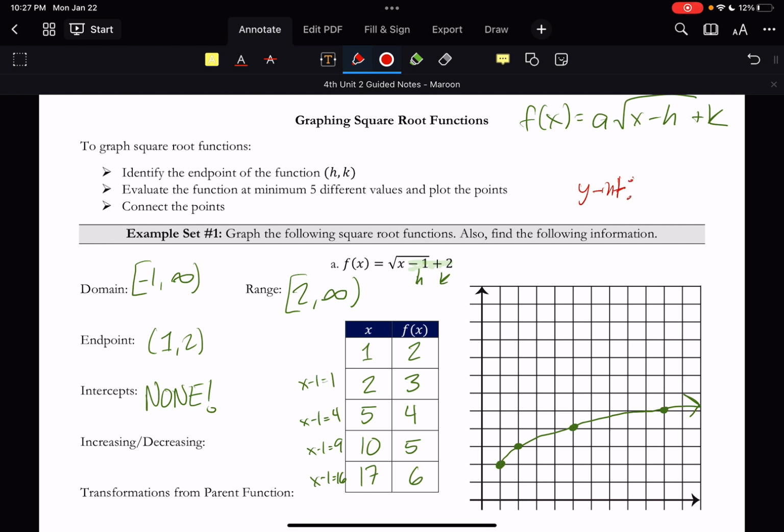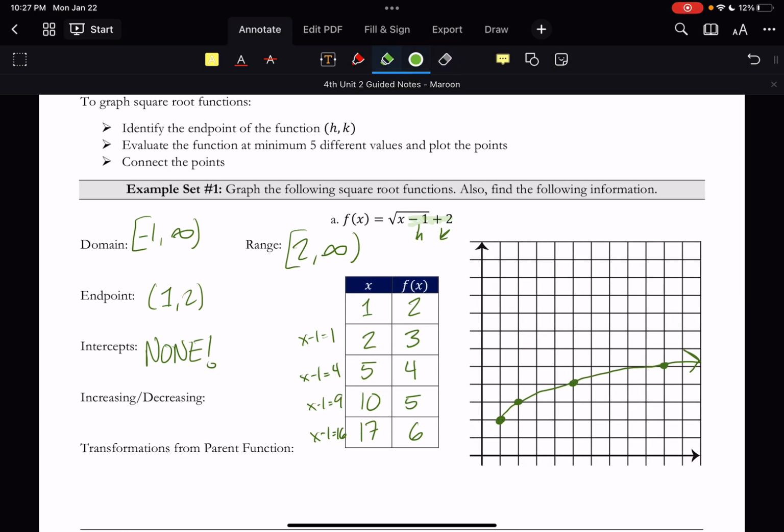And when I do my y-intercept, that's when I know I plug in 0. That gives me the square root of 0 minus 1 plus 2. The square root of -1 automatically doesn't work because that's not possible in the real number system. So that's how algebraically I know that I don't have any intercepts. Next question is this graph increasing or decreasing? So if we take a look, it is going up. It's always going to be going up. So this graph is increasing.